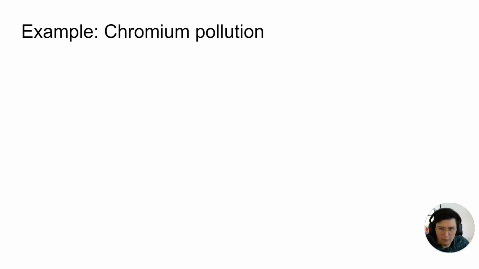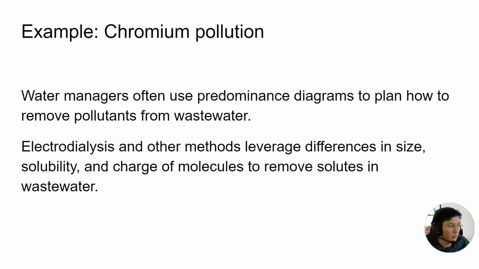These predominance diagrams are super useful, and a practical example of this is chromium pollution. Chromium is something that is not great for people to be drinking, and so water managers will often use predominance diagrams to plan how they want to get chromium and other pollutants out of wastewater. Electrodialysis is the process through which you can pump water across membranes, so selectively permeable barriers, and electrodialysis just comes from having charged anodes and cathodes on the other sides of those membranes to pull certain solutes through it.